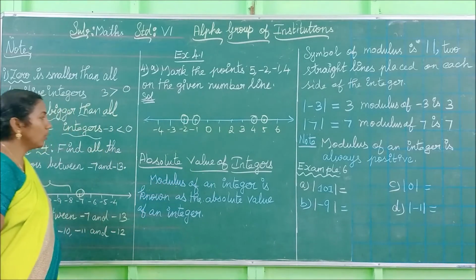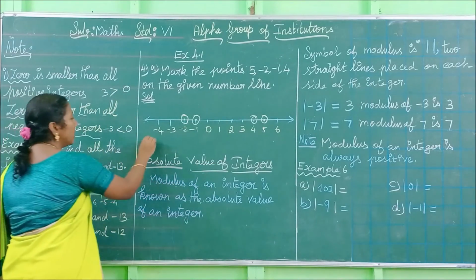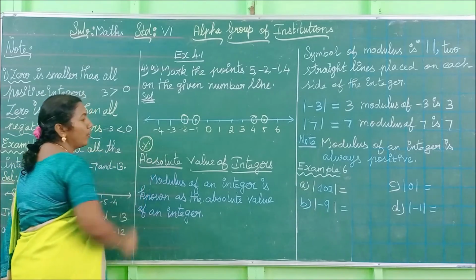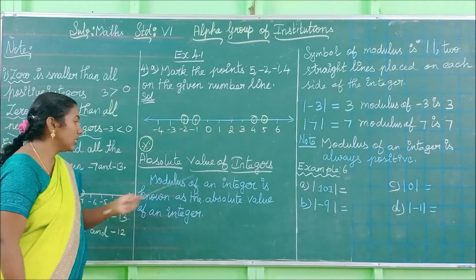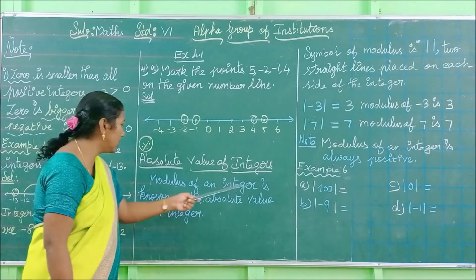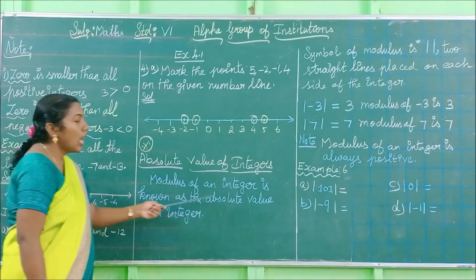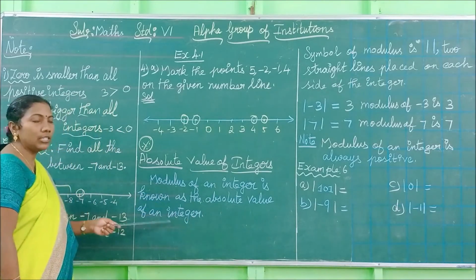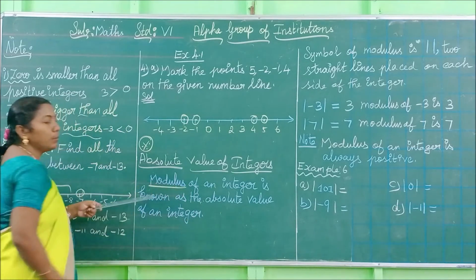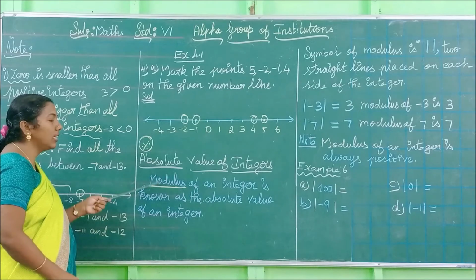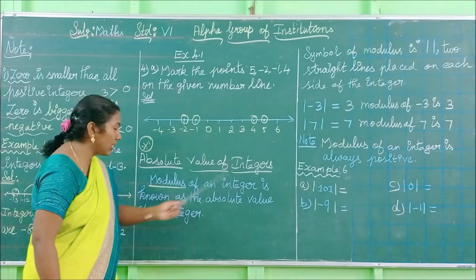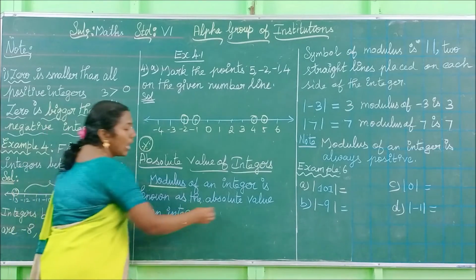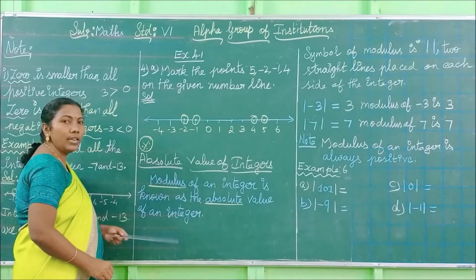Okay. Next we are going to see another important concept. Listen carefully, children. Absolute value of integers. What is absolute value of integers? Modulus of an integer is known as absolute value of an integer. Modulus. What is meant by modulus? Once again read the definition and then I will define the word modulus. Okay. Modulus of an integer is known as absolute value of an integer.